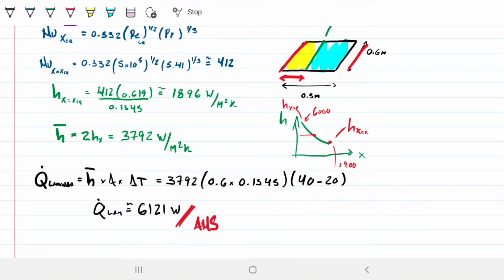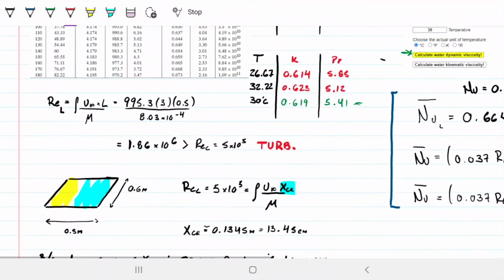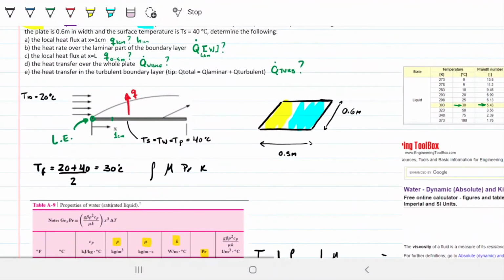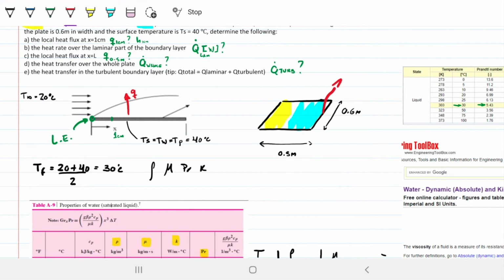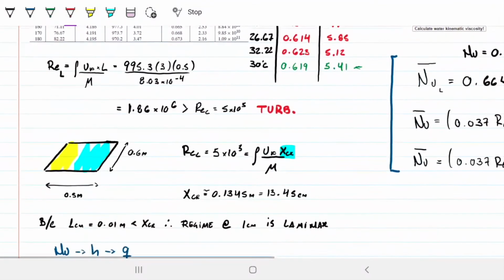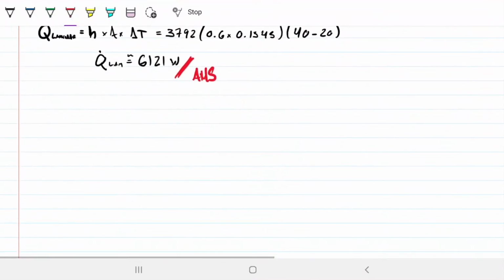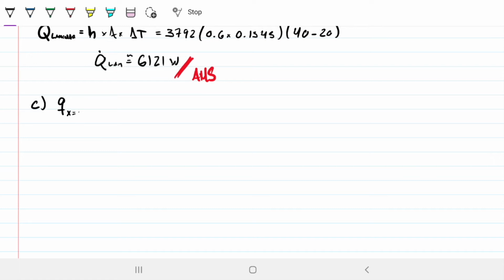Part C. What are we looking for in part C? Let's see. Part C, we're looking for the local heat flux at x equals L. So we want to know what is Q at x equals L, right on the edge there. To do that, we need to find what is the convection coefficient at the edge. So to do that, we're going to have to find H at x equals L.